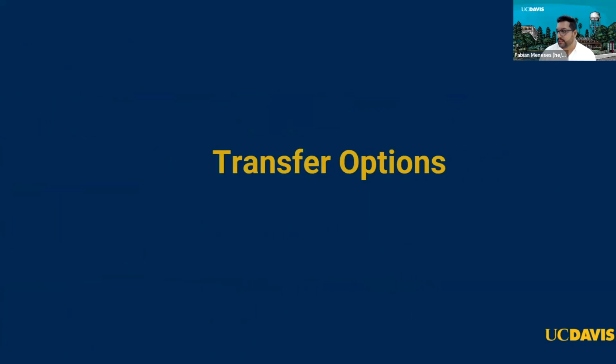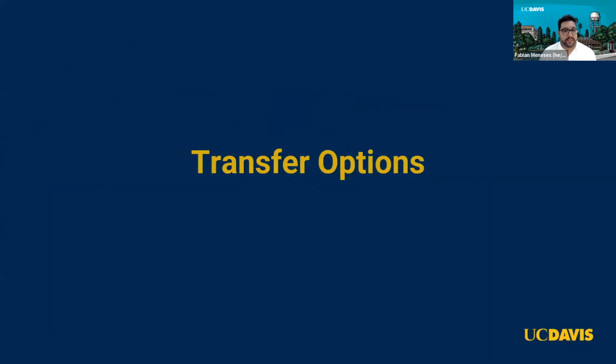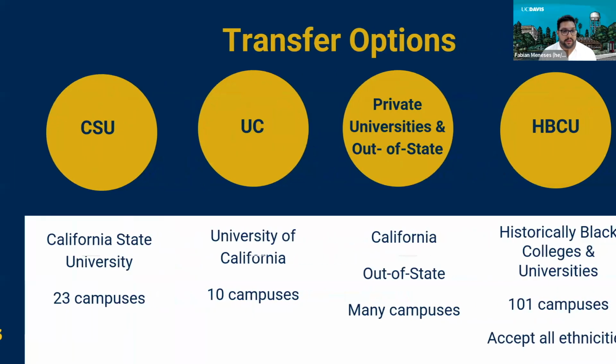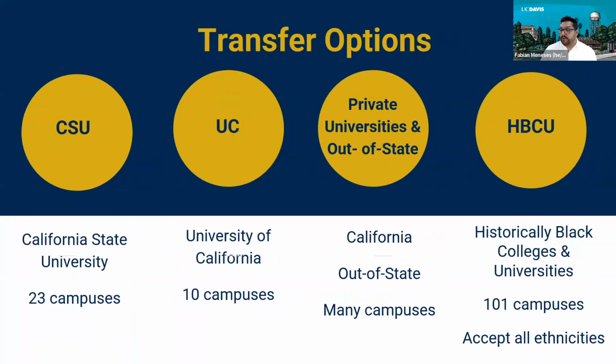Okay, let's move on. Now let's talk about some transfer options. So as a transfer student, you have many options, but you would need to figure out what your plan is from the start. So you really need to choose where you want to transfer to and create an educational plan to make sure that you meet the transfer requirements when you're ready to apply. Okay, so let's look at the 4 options on the screen.